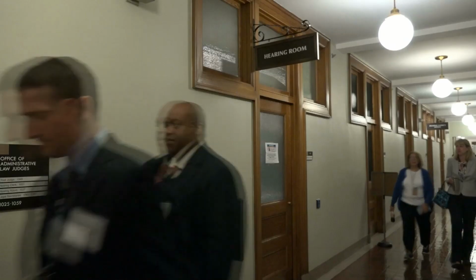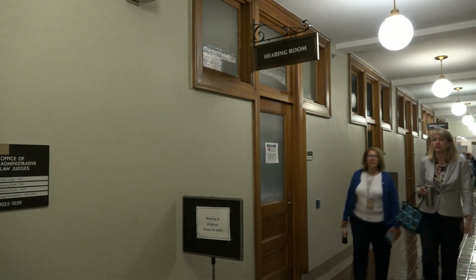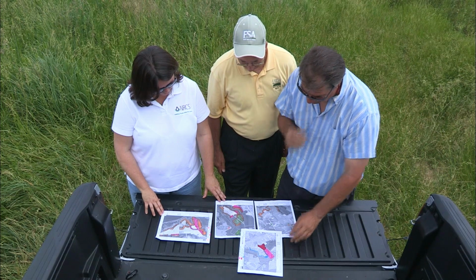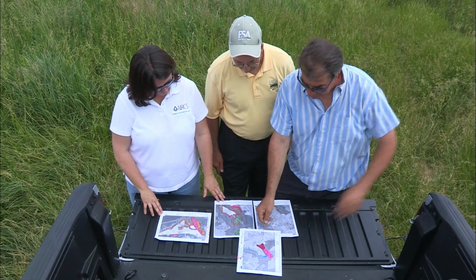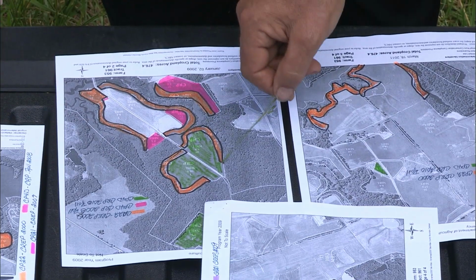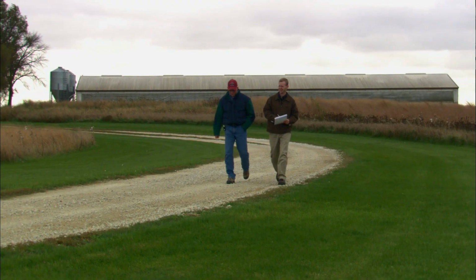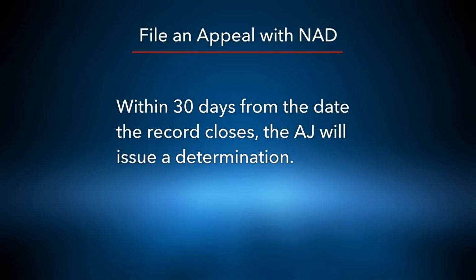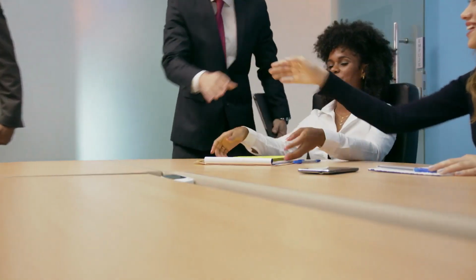After the hearing, the administrative judge will review all information presented and made a part of the case record. The judge will consider such information in connection with the applicable laws and regulations to determine whether or not the agency decision was erroneous. Within 30 days from the date the record closes, the administrative judge will issue a determination.